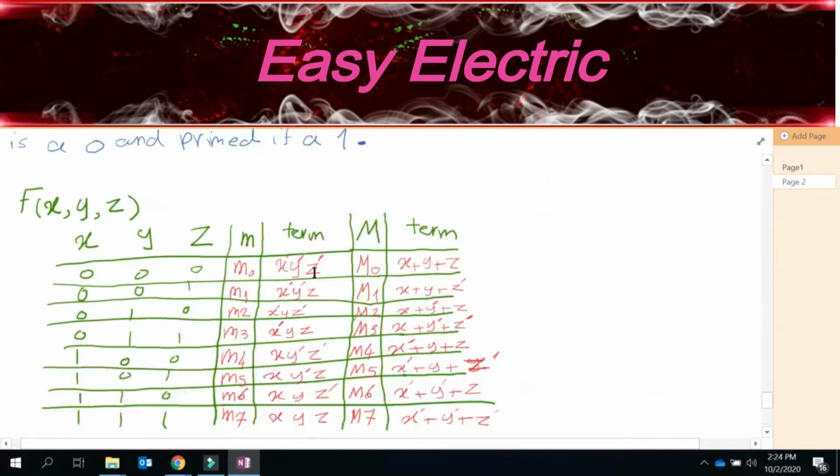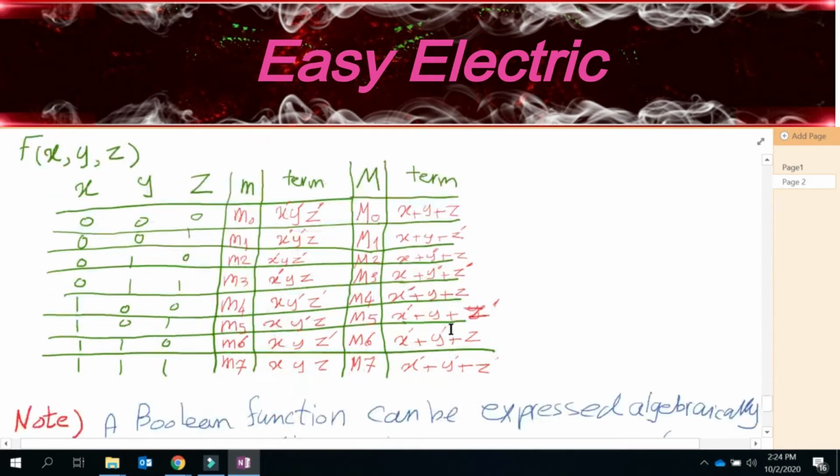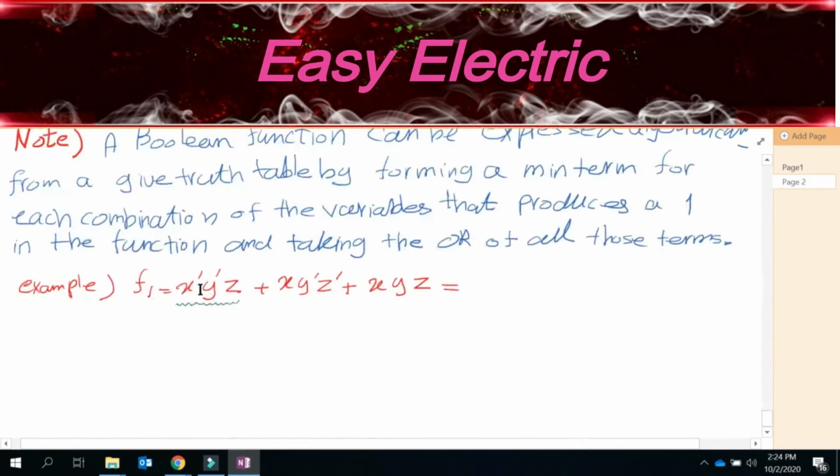Whenever you want to make a minterm, the first step is to apply the AND between three variables. Whenever you want to make a maxterm, the first step is to apply OR between three variables. So as you can see here, here is x, y, z. Definitely it is a minterm, not a maxterm. So I don't know, this is your question. Yes or no? Okay, so definitely this is a minterm.